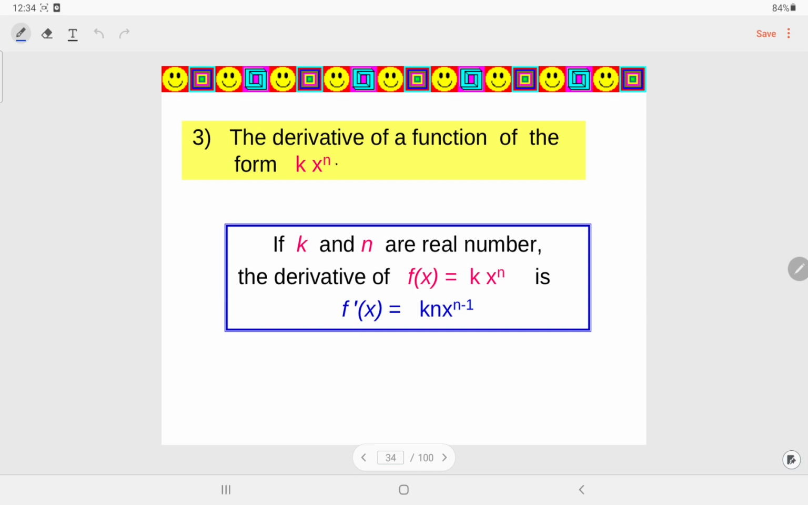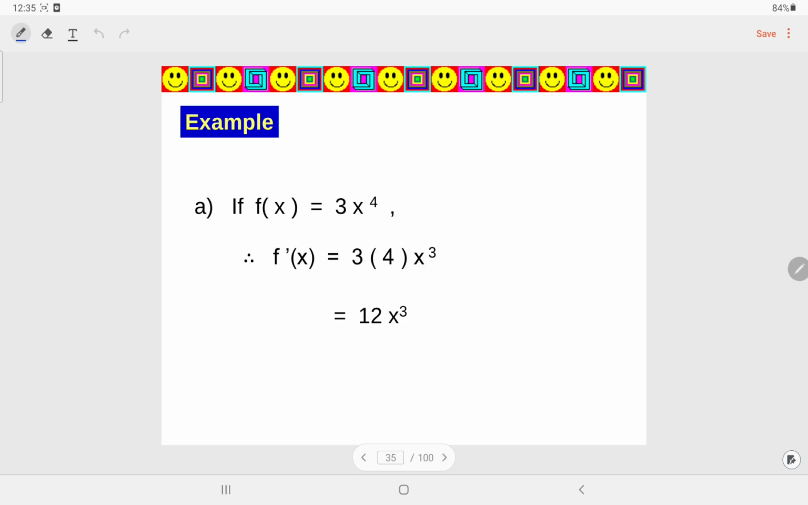Now the derivative of a function of the form k x power of n. If k and n are real numbers, the derivative of f(x) equal to k x power of n is like this: f prime x equal to, okay, we bring down the n, k n x power of n minus 1. So for example, f(x) 3x power of 4, so we get f prime x equal to 3 times 4 x cubed. So 3 times 4 is 12x cubed.